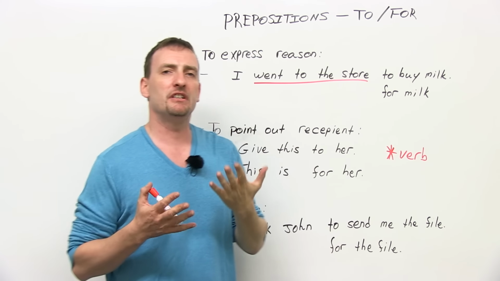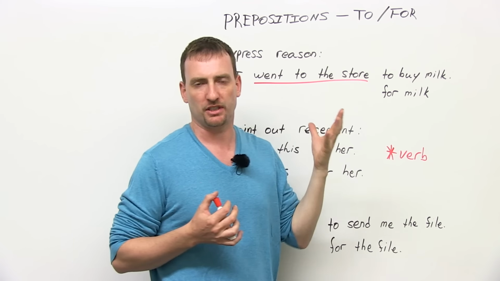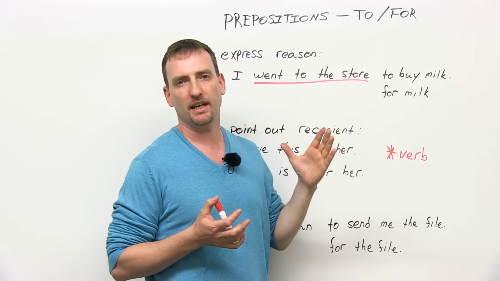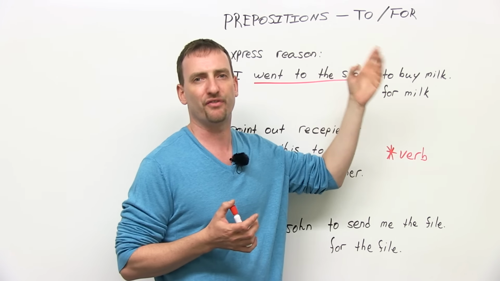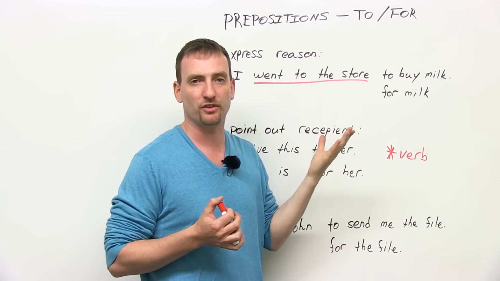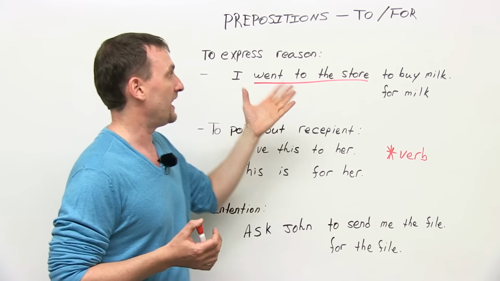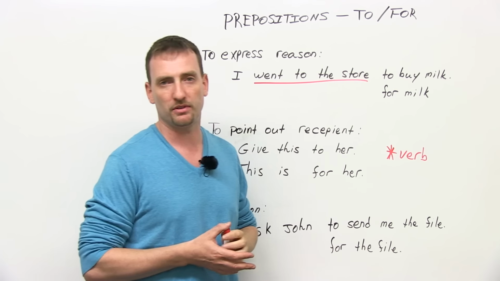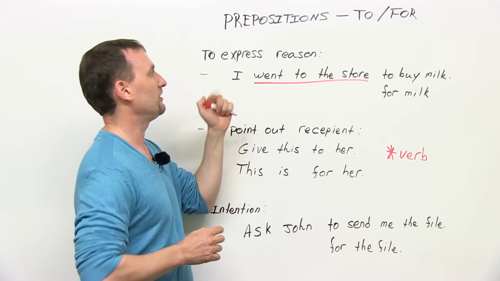Now, there isn't really a set rule for these prepositions. They can be used in many different ways. What I'm going to try to show you today is when to use "to" instead of "for," and when to use "for" instead of "to." Now, to do that, we first have to look at the situations in which we use these prepositions. So let's start.